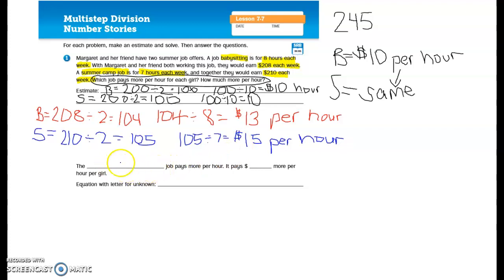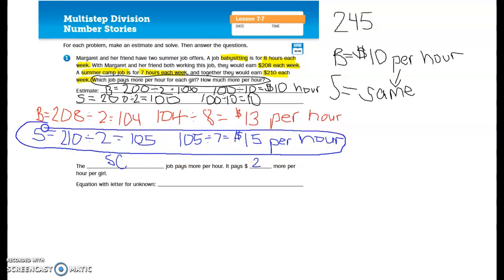So the summer camp job, I'm just going to write SC, pays more per hour. It pays $2 more per hour because 15 minus 13 is 2. And the equation for the letter with the unknown, we can just take what we did here. So you have 2 equations here. And you can write that there.